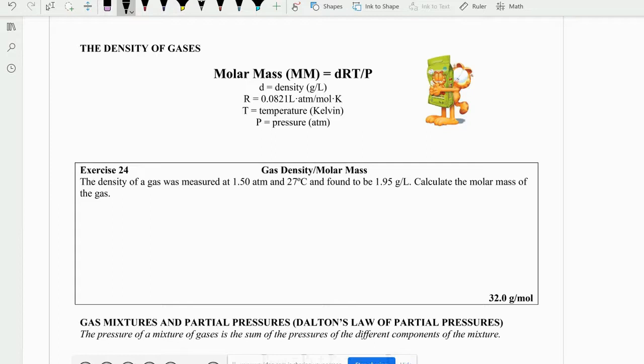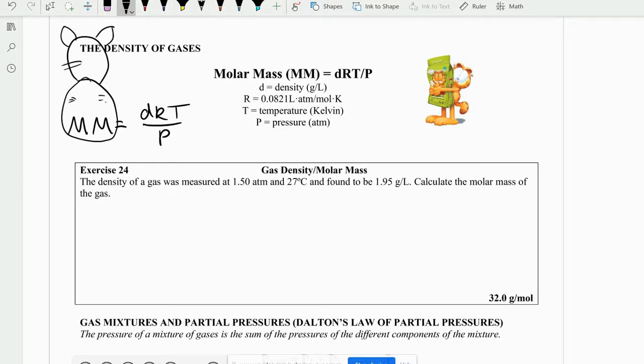So check it out. If you're trying to calculate the molar mass of a gas, you're going to use molar mass kitty cat. And here's why. The molar mass is equal to dRT over P. All right, so let me just show you. The two M's could be the kitty cat's paws, right? There's the other little front paws. And then you can have the little kitty cat. There's his whiskers.